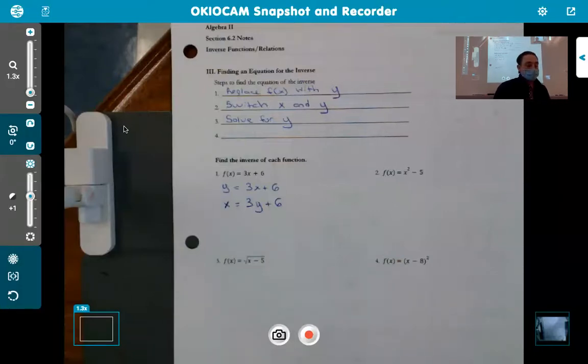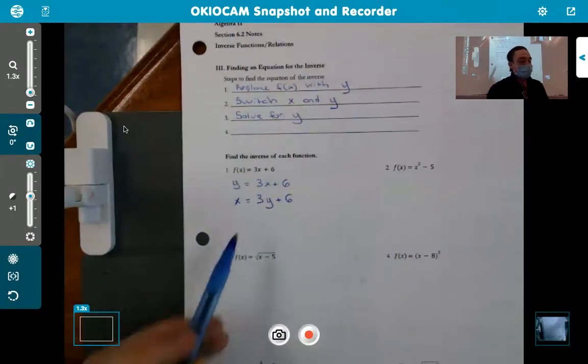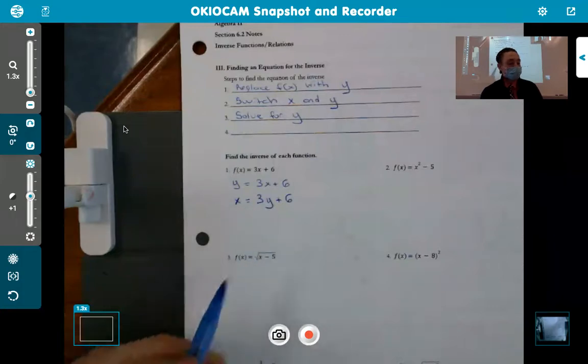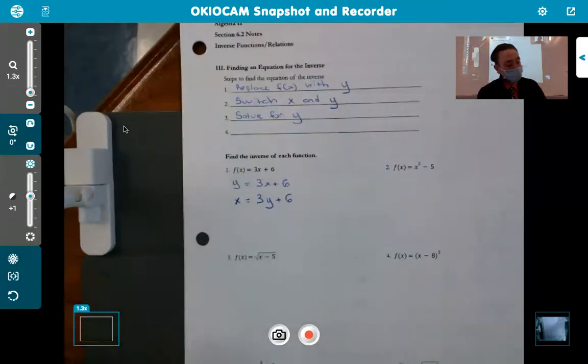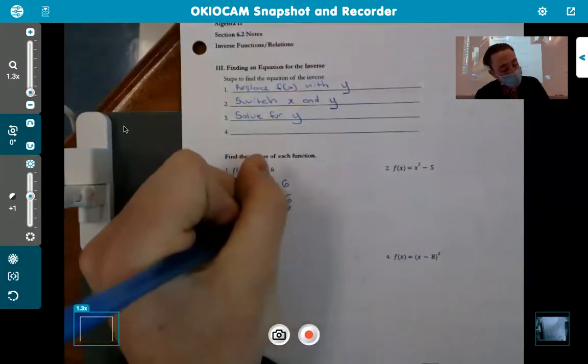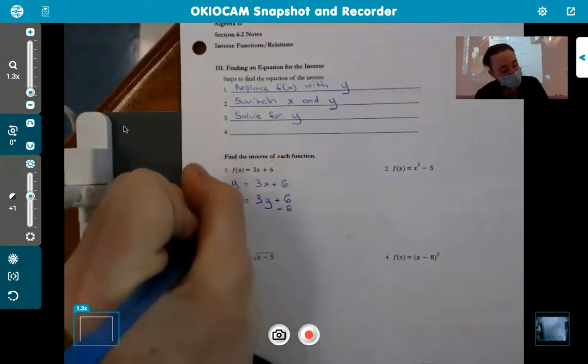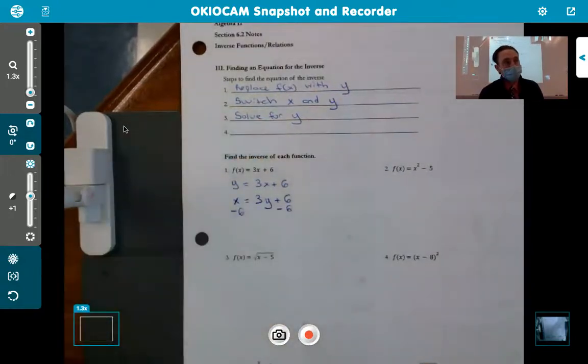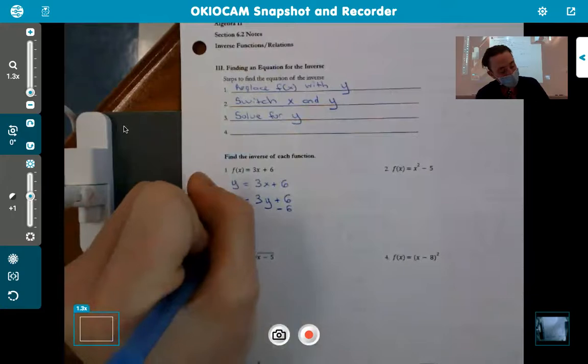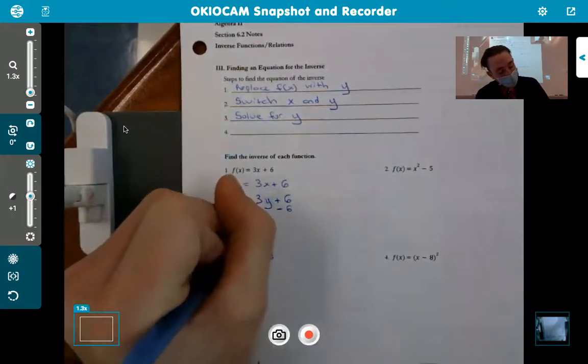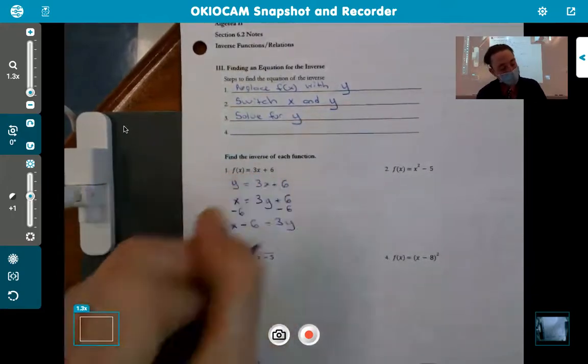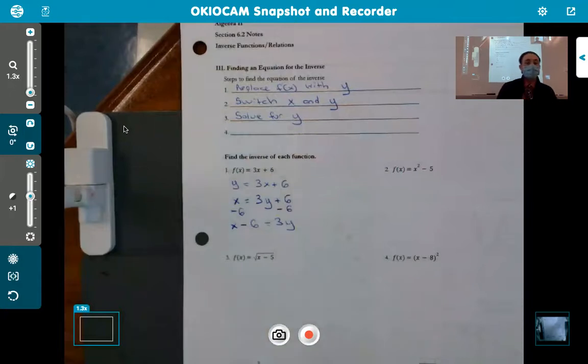Okay. So if I take a look at this equation, I'm trying to get y by itself. The first thing I want to do is eliminate any addition or subtraction. Well, I see that I'm adding a 6 over here. So I'm going to subtract the 6 from both sides. Okay. And when I do that, I'm left with x minus 6 equals 3y. So I've gotten rid of all addition and subtraction.